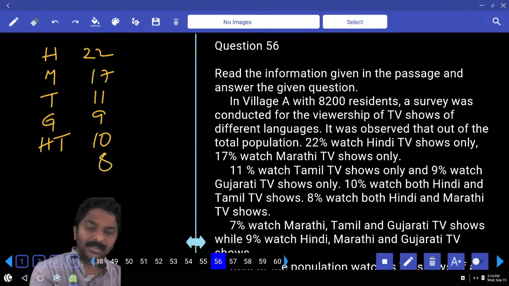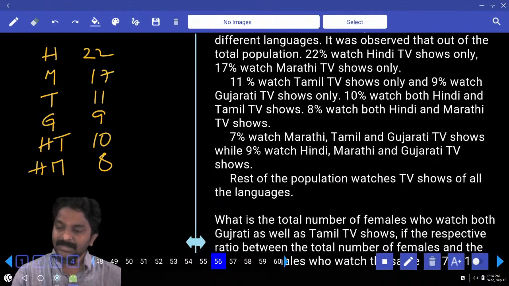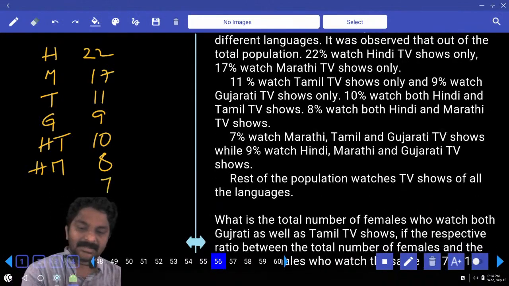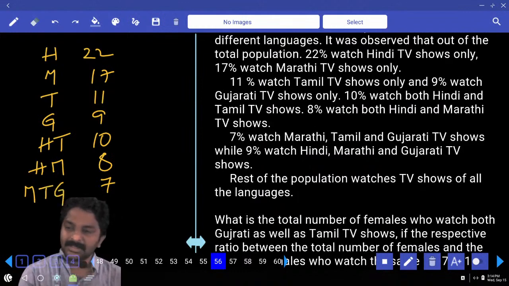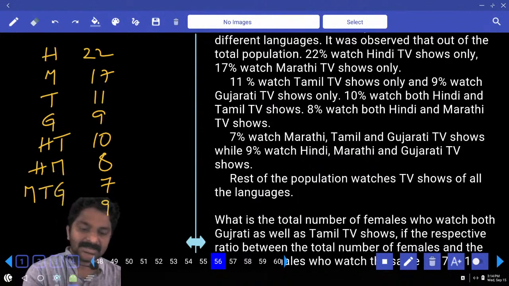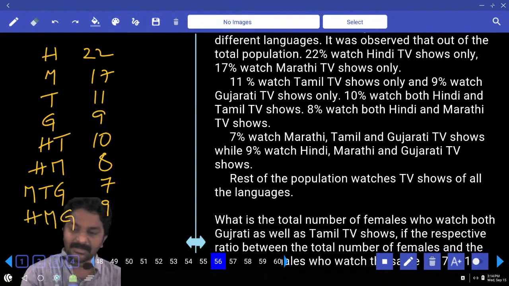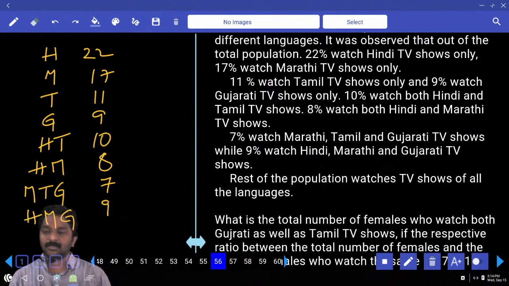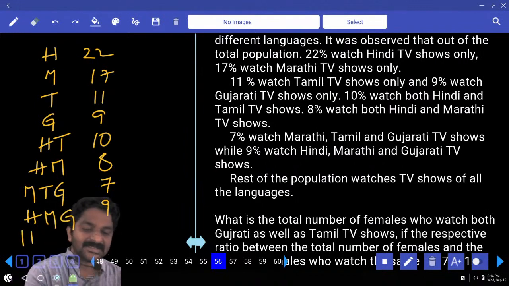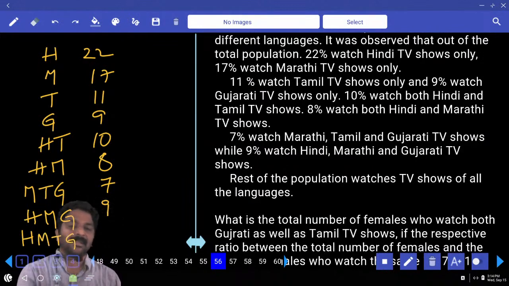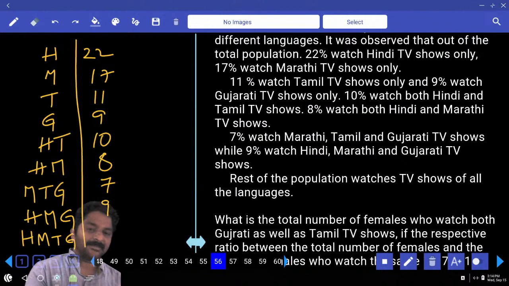8% Hindi and Marathi. 7%, Marathi, Tamil, Gujarati. 9% Hindi, Marathi, Gujarati. And the rest of the population watch TV shows of all the languages. All the languages in the sense Hindi, Marathi, Tamil and Gujarati. Right. So remaining we have to calculate in terms of percentage.